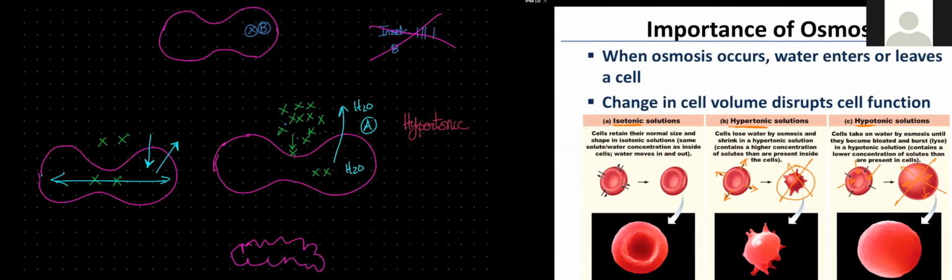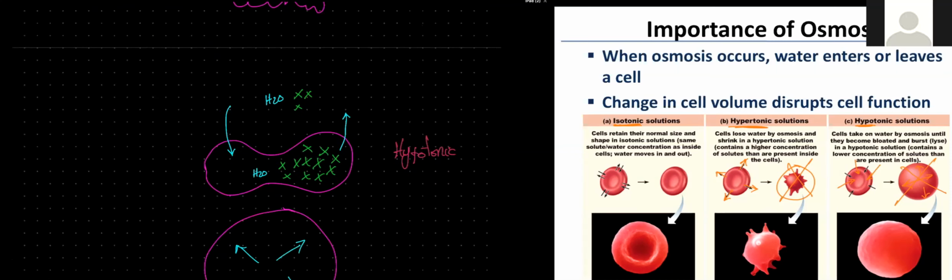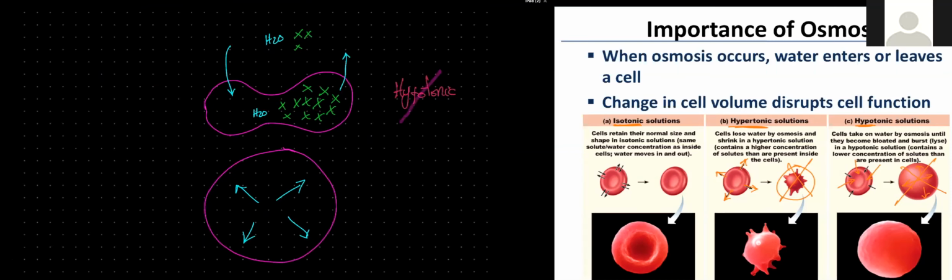You don't want to have cells shrinking. You don't want to have cells swelling. You want the cells to remain in their regular shape. So which one would we have inside our body's extracellular fluid? It's an isotonic, neither hypertonic or hypotonic. Do you remember this from last session?